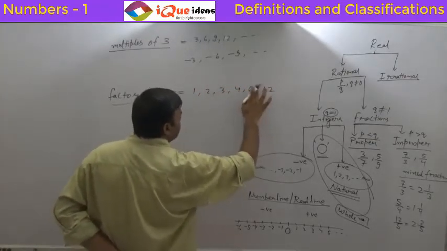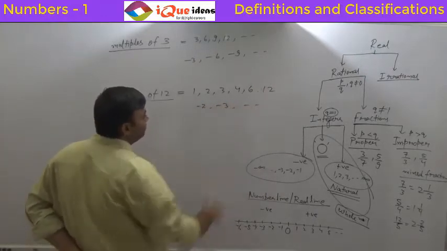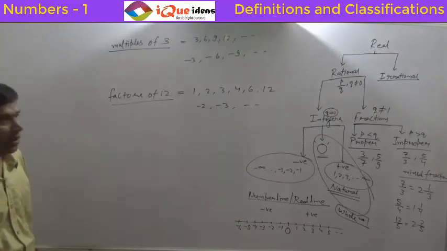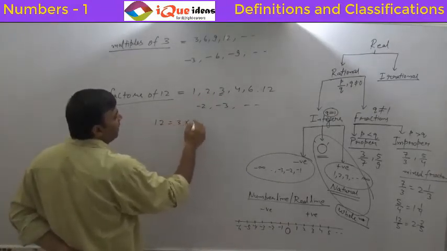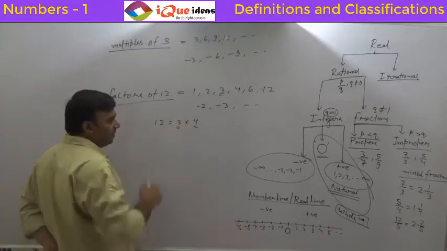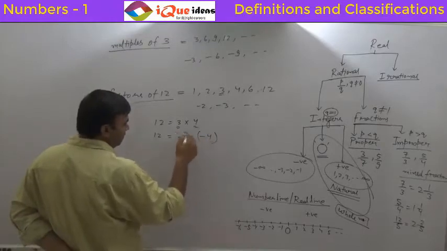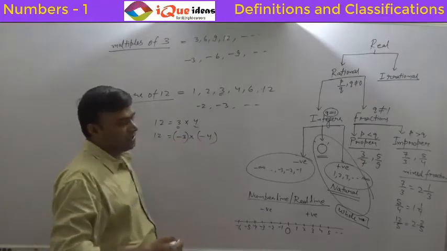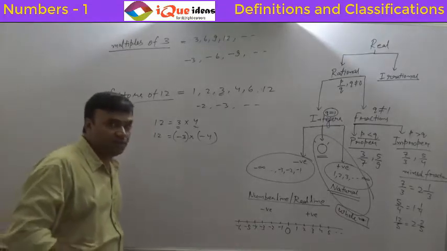That's it. Some of you may say, why not minus 2, minus 3 and so on? They can also divide 12. Because you can always say, why was 3 a factor of 12? It was 3 into 4, hence both 3 and 4 were factors of 12. So why not, we can say that minus 3 into minus 4, because we know that a negative number into a negative number will result in positive. So we may say that minus 3 and minus 4 are also factors of 12.